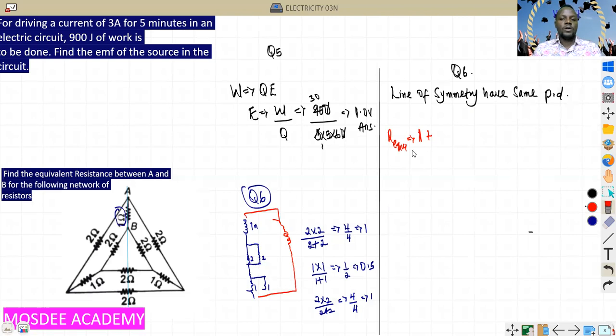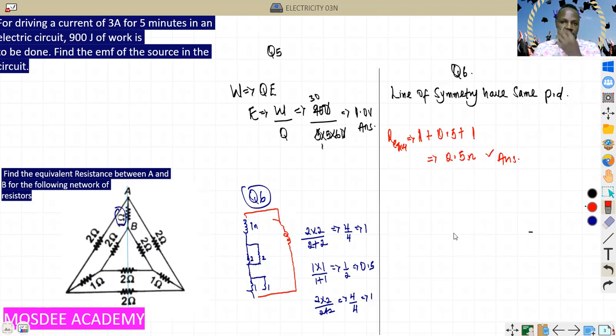You have 1 plus 0.5 plus, I hope you can see this, 1 plus 0.5 plus 1. So what I'm trying to do now is just to add them together because they're in series. And I'm going to have something like this: 2.5 ohms will be the equivalent resistance of this circuit. And that will be the answer to the question. So I hope you understand this. If you have issues on that, watch the video concept on how to do stuff like this.